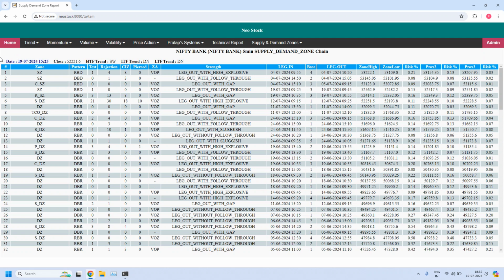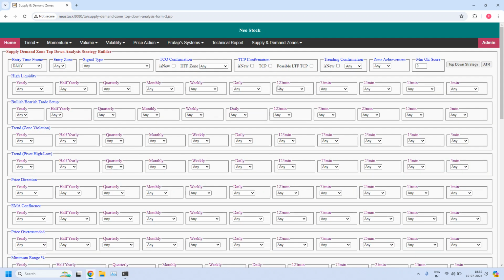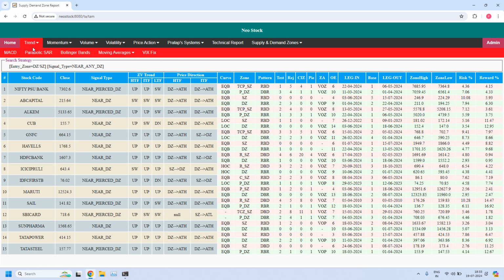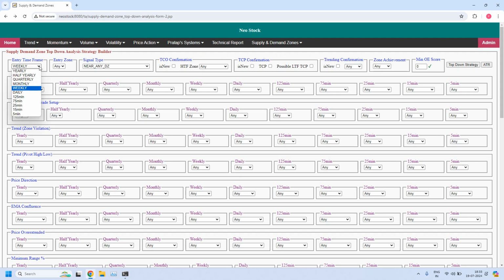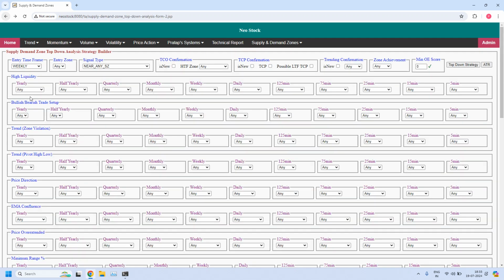Now I will generate weekly reports. So changing the time frame to weekly. Here we will generate different weekly related reports based on different filters. The first one is for weekly time frame. Let us find the stocks near weekly demand zone. So 15 stocks are near the weekly demand zone. Let me go back. For weekly time frame, let us find the stocks near weekly supply zone. No stocks are available. So let me go back.